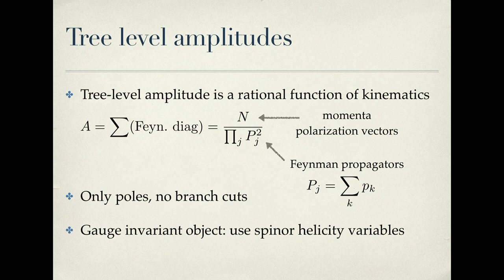Now, the poles in the denominator, as we said, are of the form P squared, where P is the sum of external momenta. So this comes from Feynman propagators, if you want. There are only poles, no branch cuts or anything funny. And the amplitude is a gauge invariant object, so we can use spinor helicity variables to write this function. Individual Feynman diagrams would have dependence on these auxiliary spinors, but that's all gone in the amplitude. We can forget them, everything canceled.